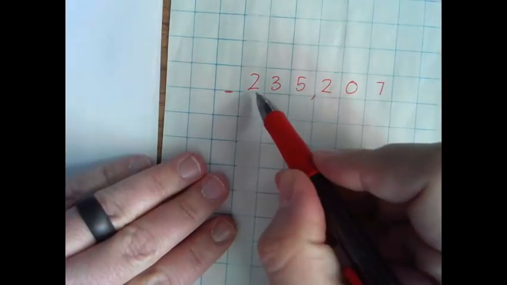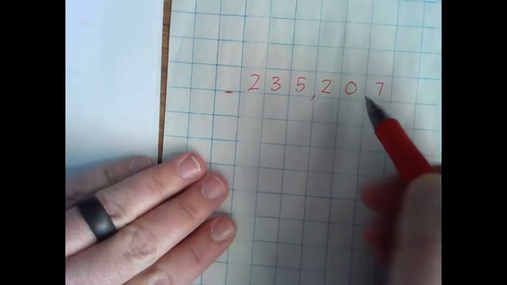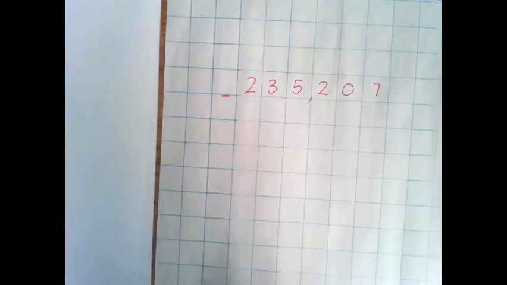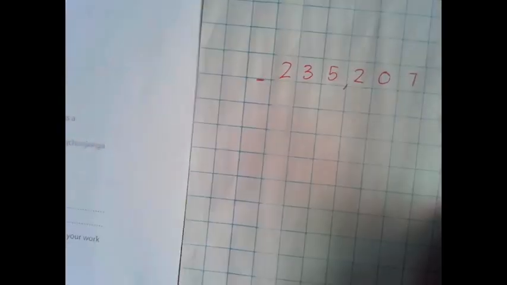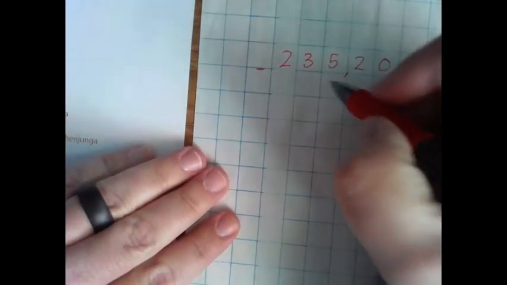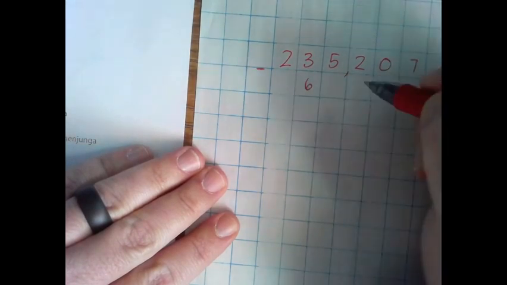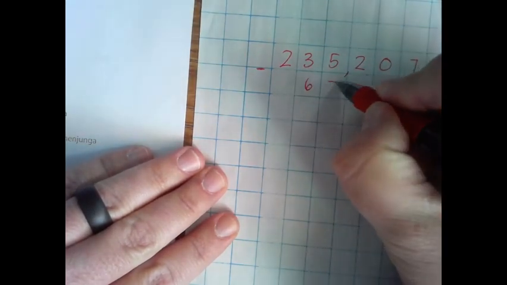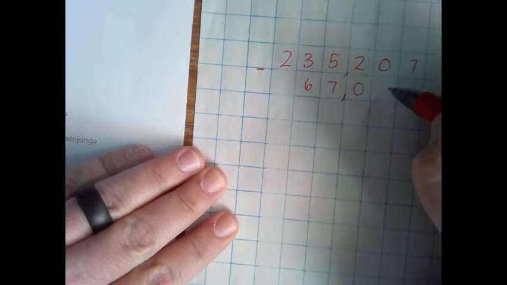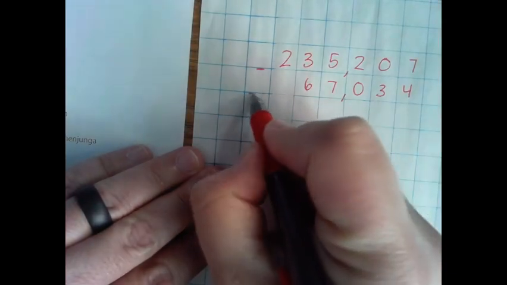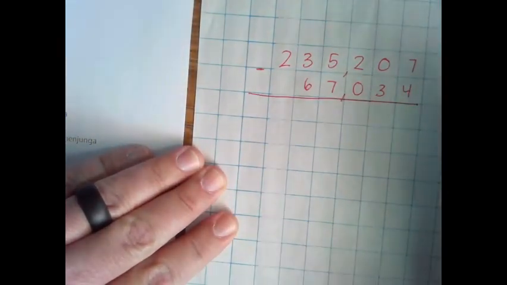So they're asking us to do 235,207, and they're asking us to take away 67,034. Since it's 67,000, I'm going to make sure that my 6 goes in the ten thousands place like this. It's 67,034. There are no hundreds, 3 tens, and 4 ones. Okay, so I'm going to put my line here, and I'm going to use the traditional algorithm to subtract, so I'm going to show you using that method.